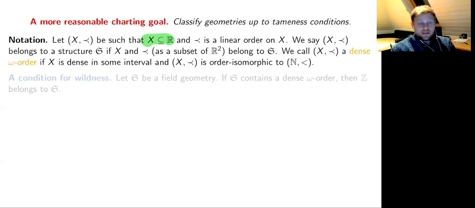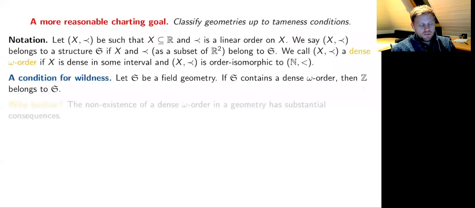And so why would you consider such things? The main point is that this gives you a very good condition, a sufficient condition for wildness, so that you get Z in your structure. So let S be a field geometry. If this field geometry contains a dense omega order, then the integers belong to this structure. That really means that not only the integers, but once you have the integers, you also have all Borel sets and all projective sets. So from a model theory or geometric point of view, this is a really wild thing.